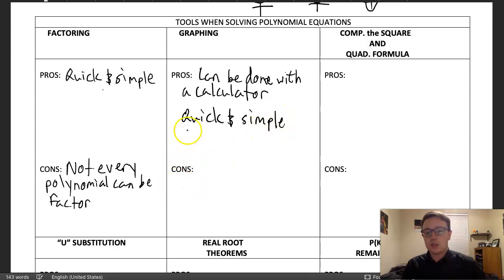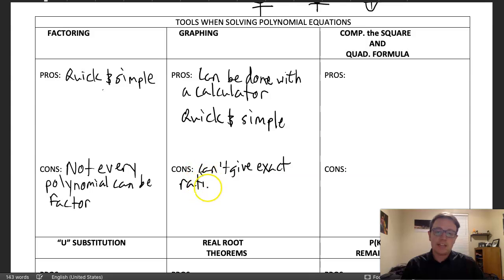Now, what are the issues with solving by graphing? Well, it can't tell us precise answers for irrational numbers. So it can't give us exact irrational solutions. And it can't give exact imaginary solutions. It can't give imaginary solutions at all.